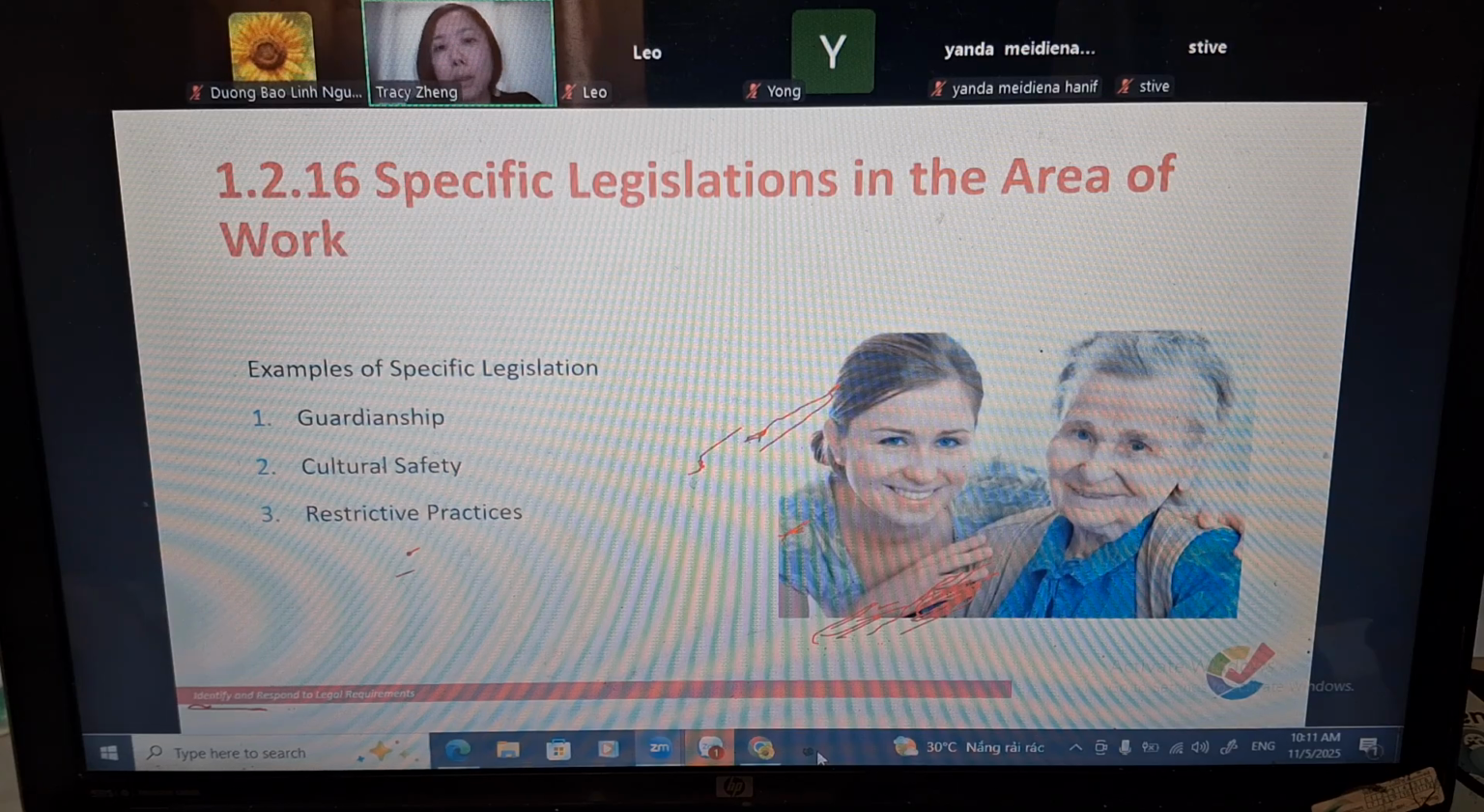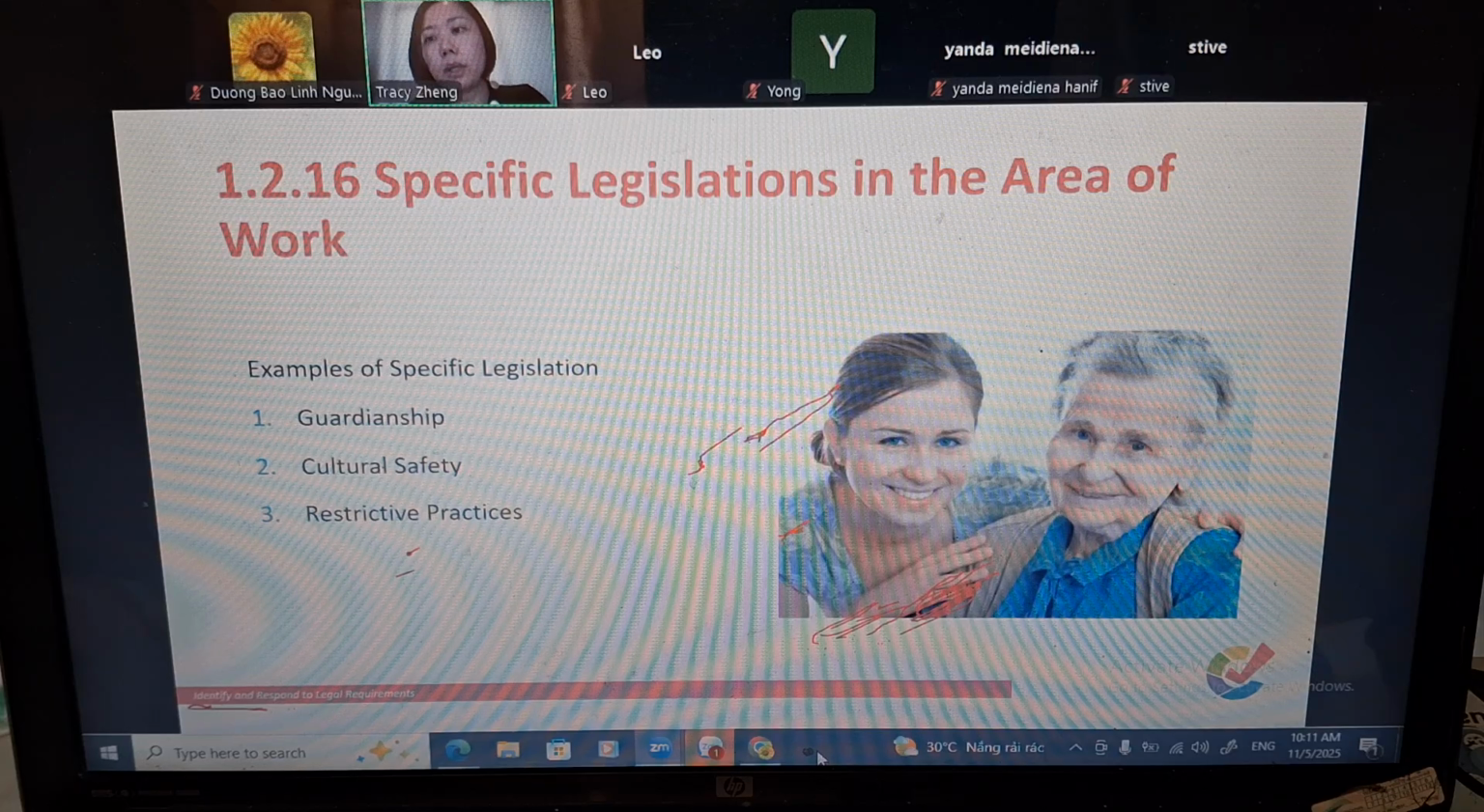Okay, you may have heard of this term before. The public trustee is also appointed by the tribunal and the government, but they are only managing our clients' financial aspects. They do not deal with medical decisions or any other decision.